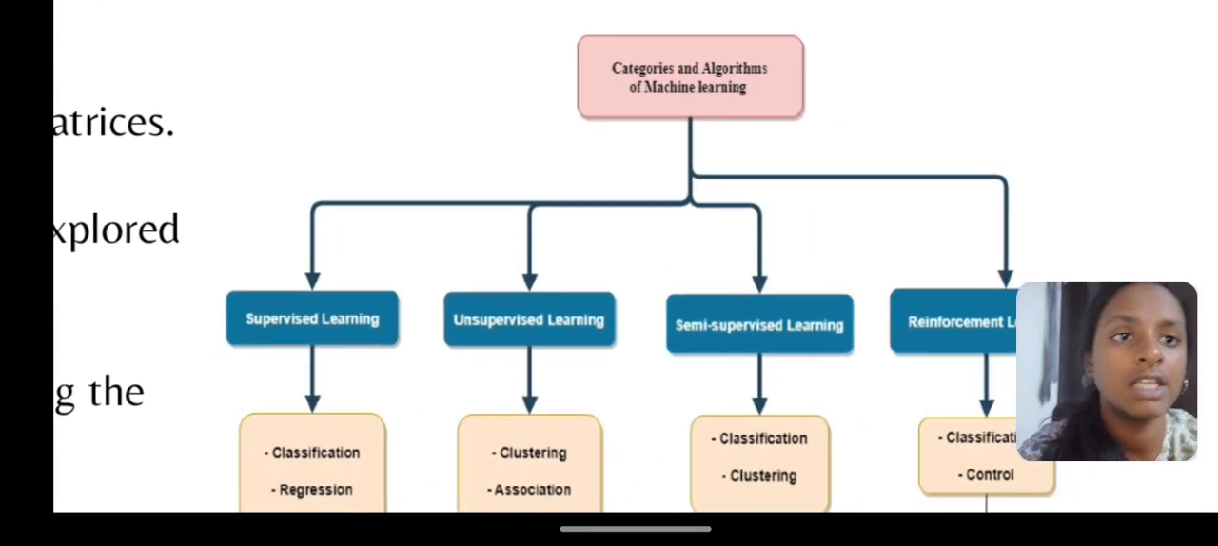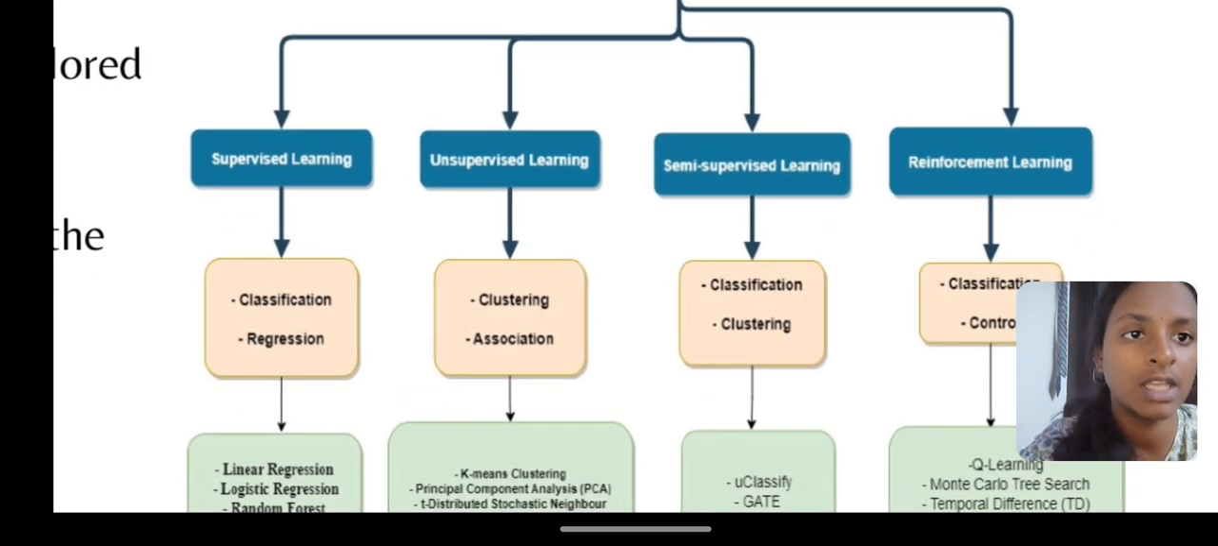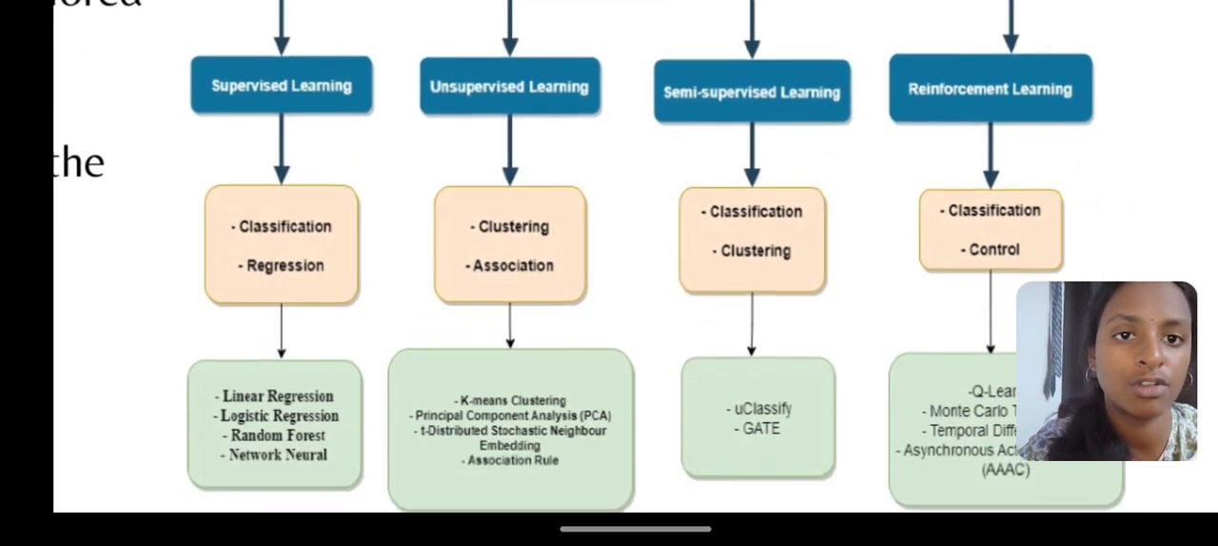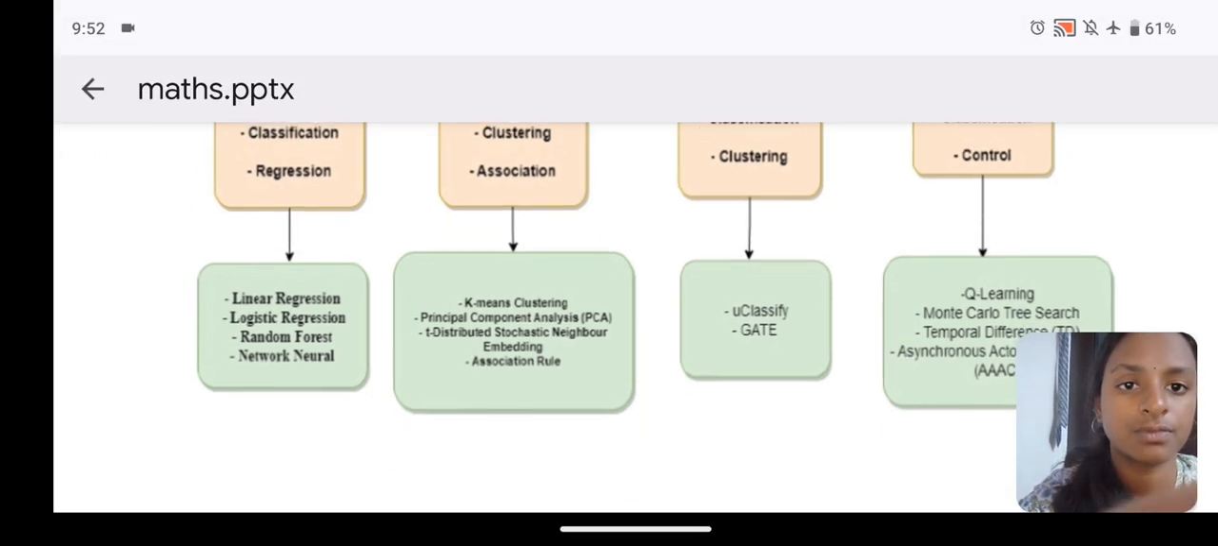Here, the categories and algorithms of machine learning are divided into four types: supervised learning, unsupervised learning, semi supervised learning, and reinforcement learning. Supervised learning is categorized into two: classification and regression. Unsupervised learning is clustering and association, semi supervised learning is classification and clustering, and reinforcement learning is classification and control.